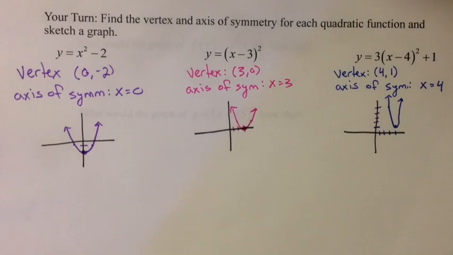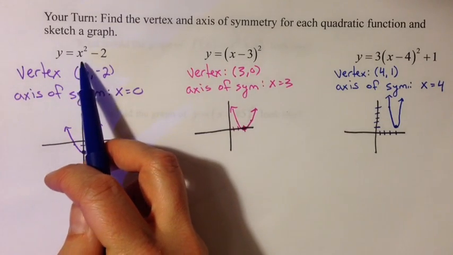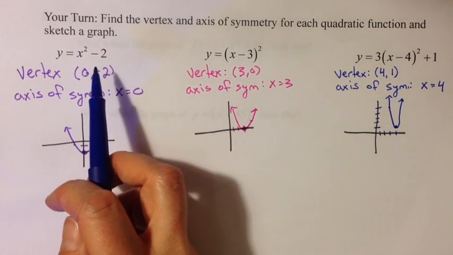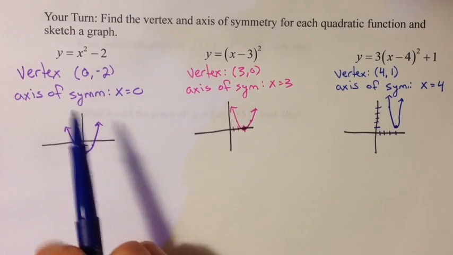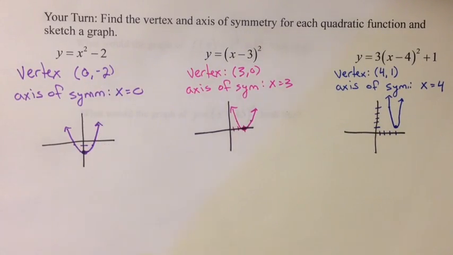And we're back. Let's take a look at these together. Here I had y equals x squared minus 2. In this case, the h value is 0, and the k value is negative 2. So the vertex is at 0, negative 2, and the axis of symmetry is at x equals 0.